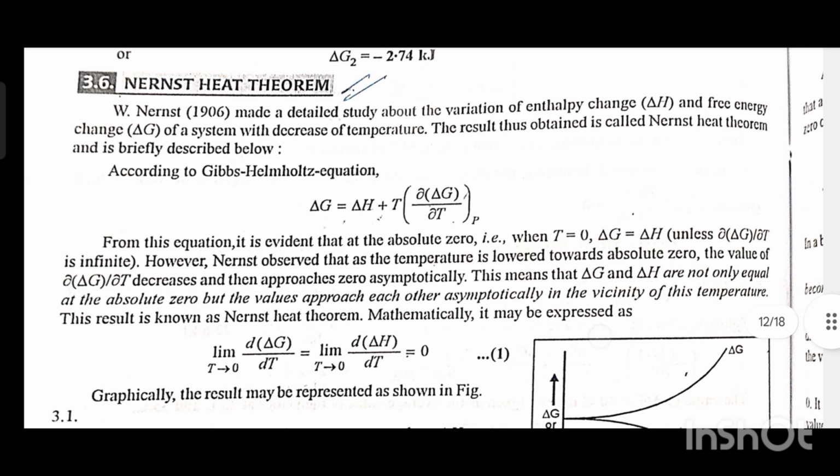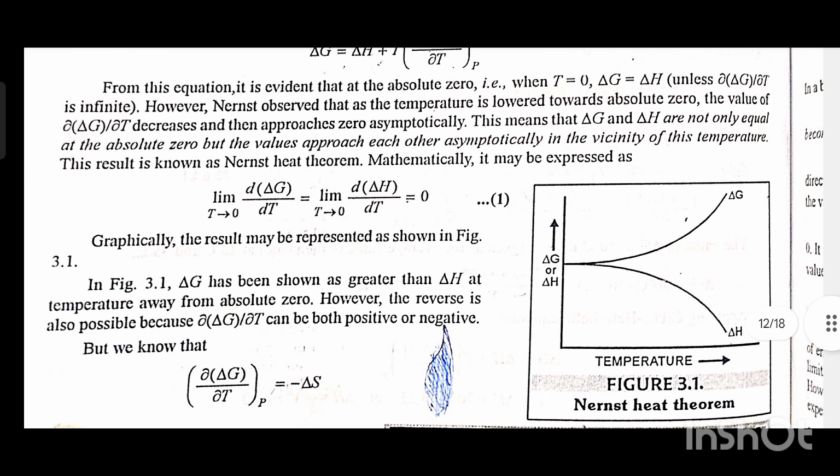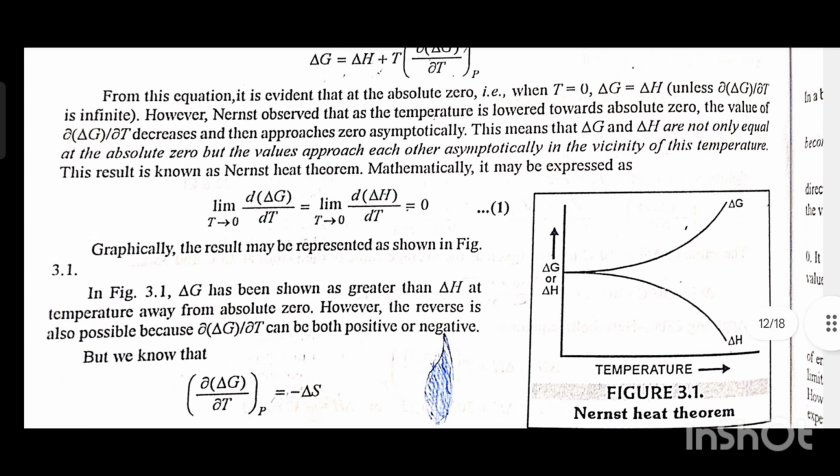Nernst heat theorem. W. Nernst in 1906 made a detailed study of the variation of the enthalpy change delta H and free energy change delta G of a system with decrease of temperature. The result thus obtained is called the Nernst heat theorem and is briefly described below. According to the Gibbs-Helmholtz equation, delta G equals delta H plus T times del delta G upon del T at constant P. From this equation, it is evident that at absolute zero, that is when T equals 0, delta G equals delta H unless del delta G upon del T is infinite.